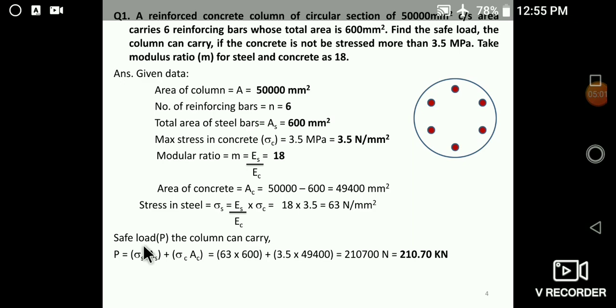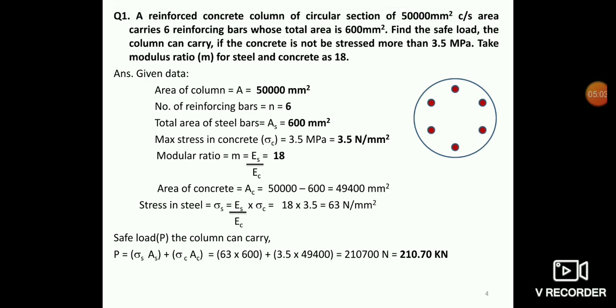So the final step, that is safe load P the column can carry, is P is equal to sigma s As plus sigma c Ac. So sigma s we have 63 Newton per mm square, As we have 600, plus sigma c we have 3.5 and Ac we have 49400.